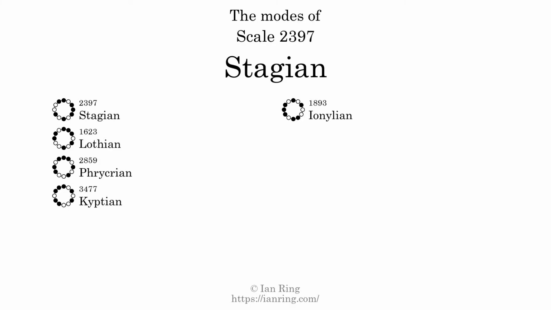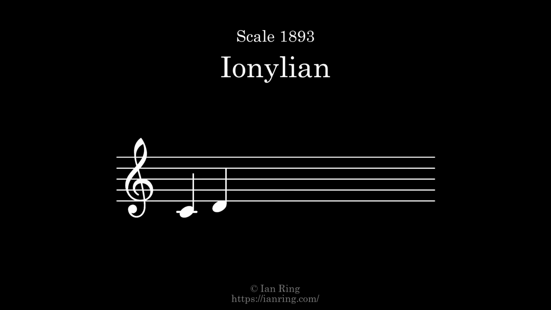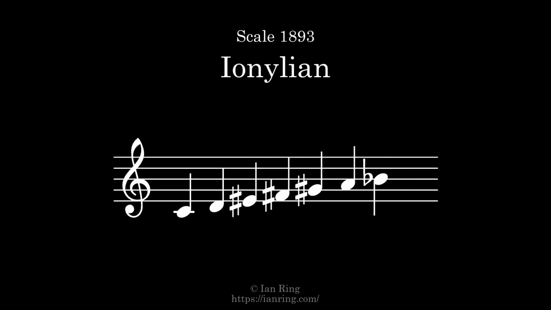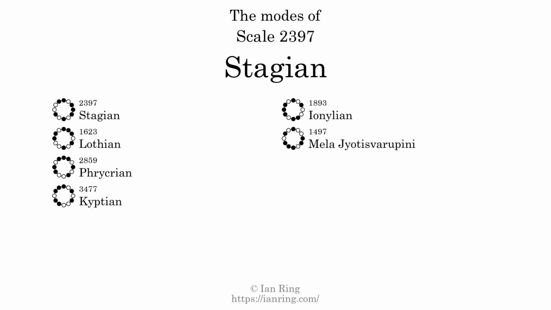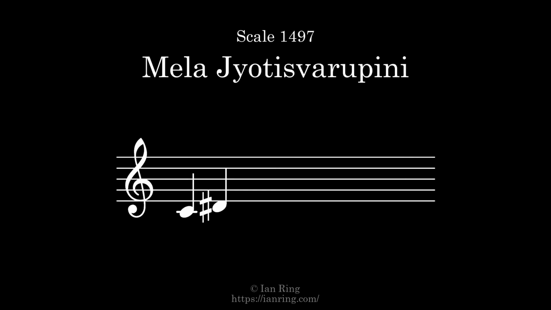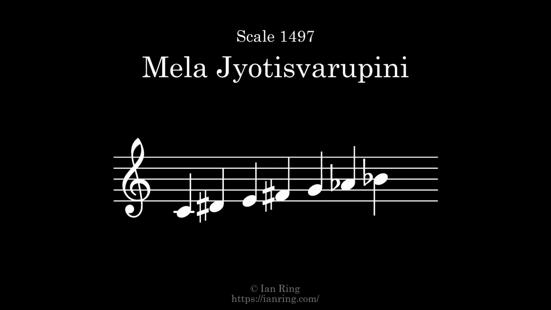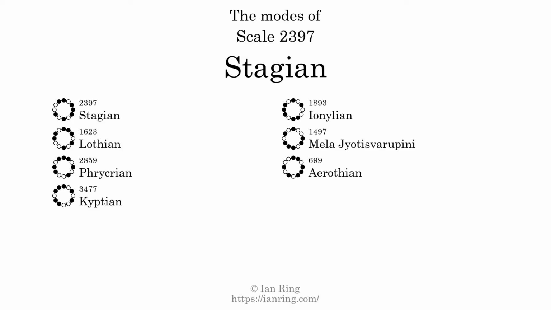The fifth mode is scale 1893, also known as Ionilian. It sounds like this. The sixth mode is scale 1497, also known as Melagiatus Varupini. It sounds like this. The seventh and last mode is scale 699, also known as Erothian. It sounds like this.